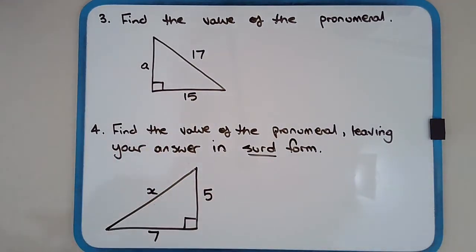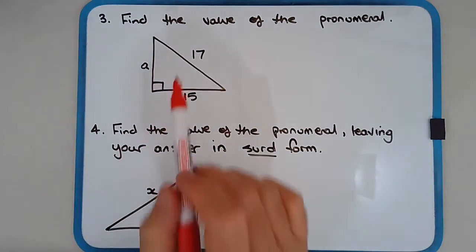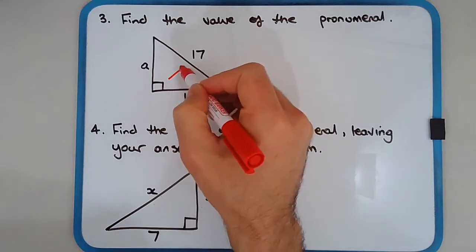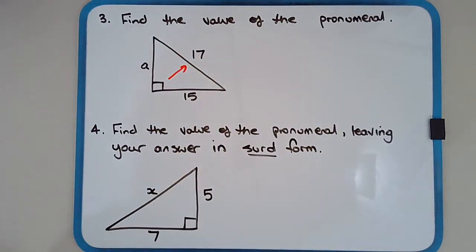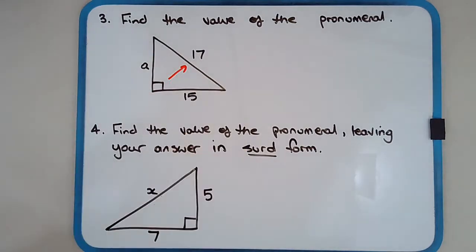Let's have a look at question 3. Find the value of the pronumeral. Now there's the pronumeral there. Notice this time that we have the length of the hypotenuse. Just remember the hypotenuse is the longest side of the triangle. It's the one that's opposite, or furthest away from the right angle. So look where the right angle is. Hypotenuse, longest side. All right? Hypotenuse sounds like hippopotamus, or a big animal, right? So it's the longest side.